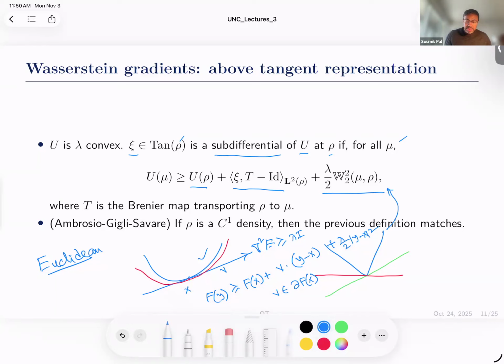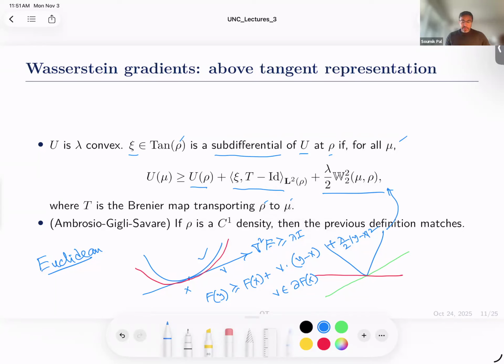Okay. So similarly, for the Wasserstein space, I can make the following definition. I can say my function u admits a subdifferential, and the function u is lambda convex, if for every other mu, u of mu is greater than or equal to u of rho plus my inner product, psi dot (T minus identity) in L2 of rho, plus lambda over 2 W2 squared. So what is T minus identity? This is the Brenier map transporting rho to mu.